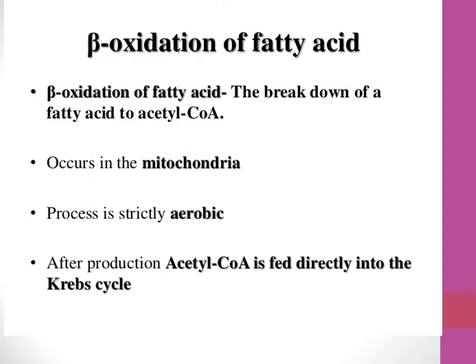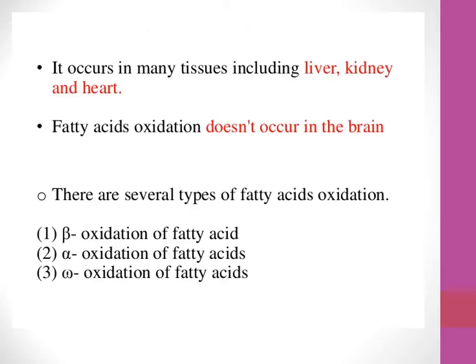This beta oxidation occurs in mitochondria and its process is strictly aerobic. After the production, acetyl CoA is fed directly into the Krebs cycle. It occurs in many tissues including liver, kidney and heart. Fatty acid oxidation does not occur in brain.